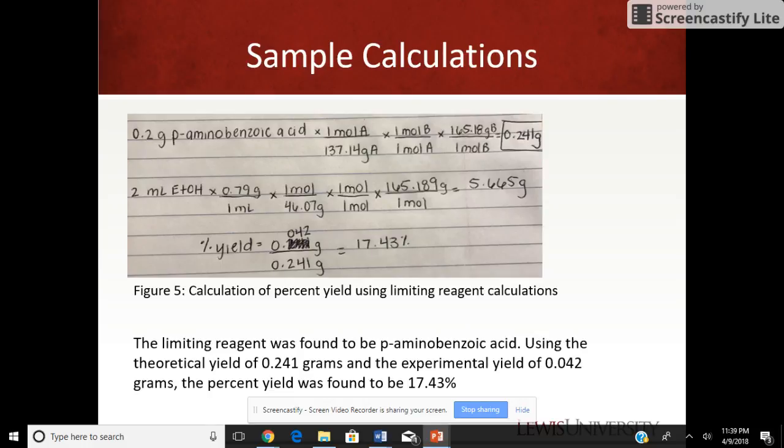My sample calculations show how I calculated percent yield. I found that the p-aminobenzoic acid was the limiting reagent, and I did that by converting the grams to moles and then the moles to grams of product, and so forth with the primary alcohol. I used my obtained yield over the theoretical yield times 100, and I got 17.43%, which is a little lower than we would have expected.